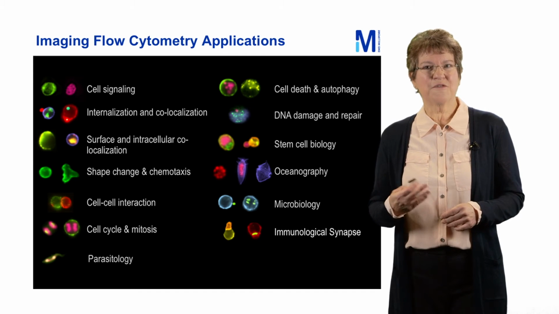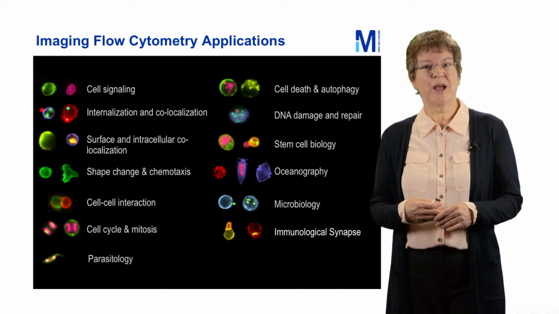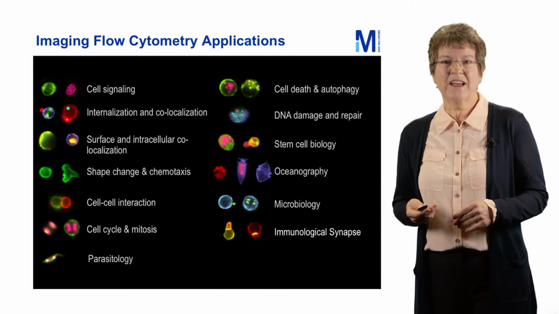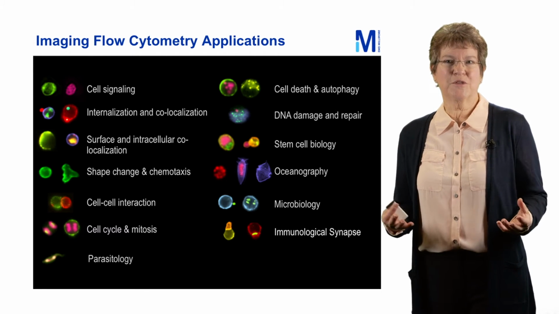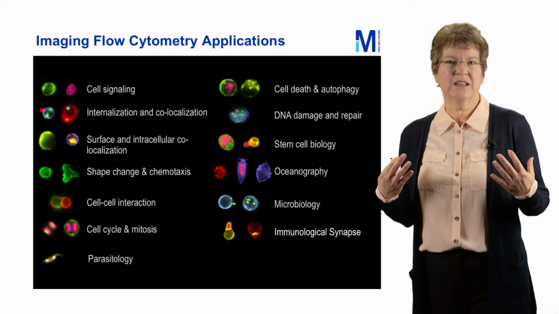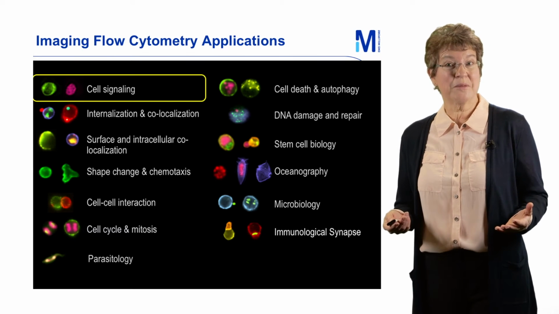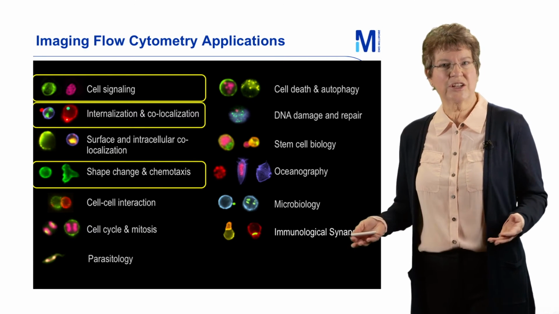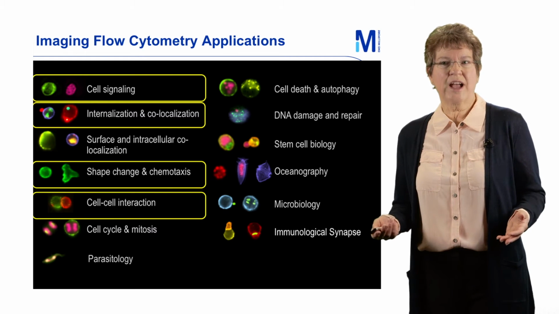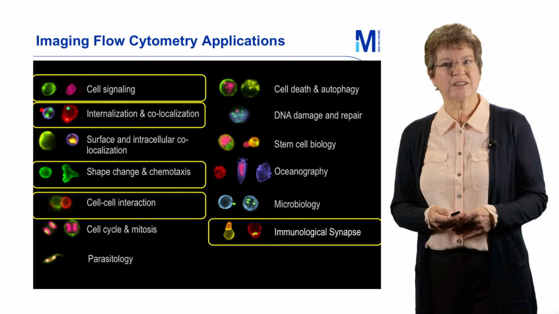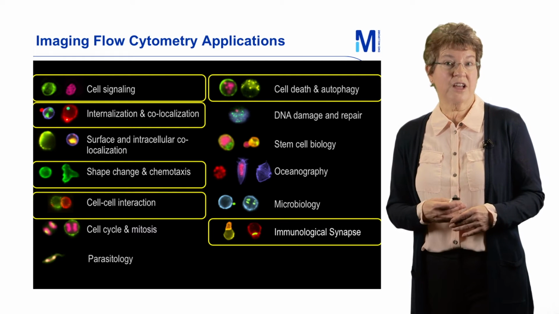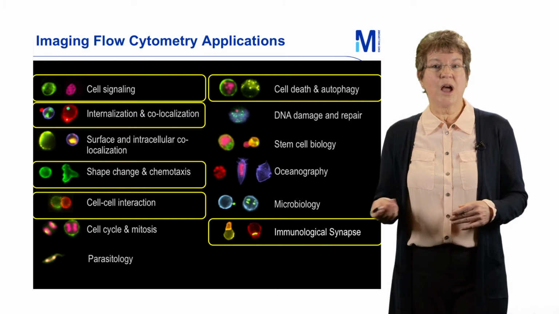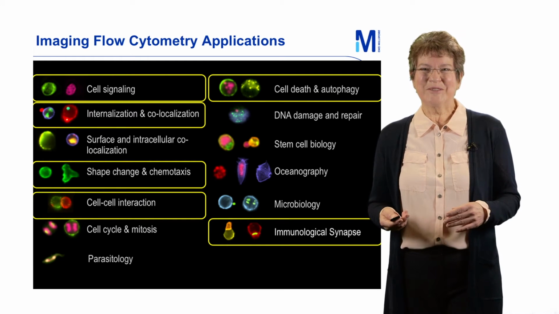This is a list of imaging flow cytometry applications that have been done. It's by no means complete. But you can see that there's beautiful images here for every one of those applications in cell signaling, which I will talk about in a minute, shape change or chemotaxis, internalization and colocalization, cell interactions, immunological synapse interactions, and finally, cell death and autophagy are the ones that I'm going to point out in detail. I won't have time to talk about all of them, unfortunately.